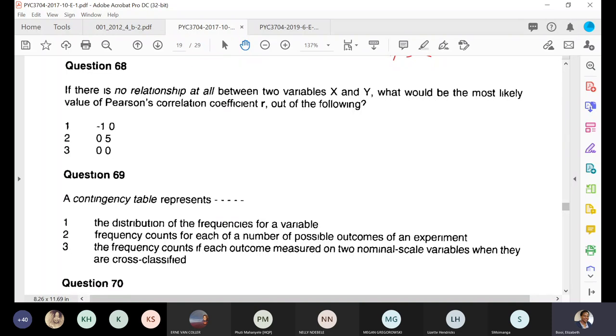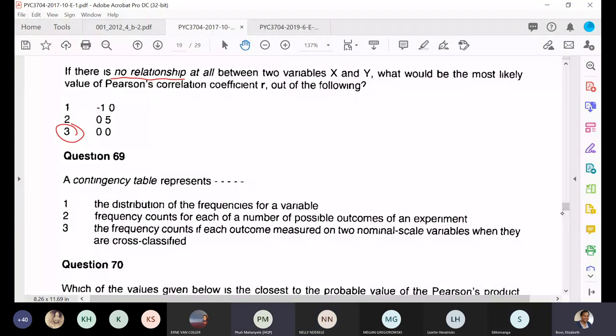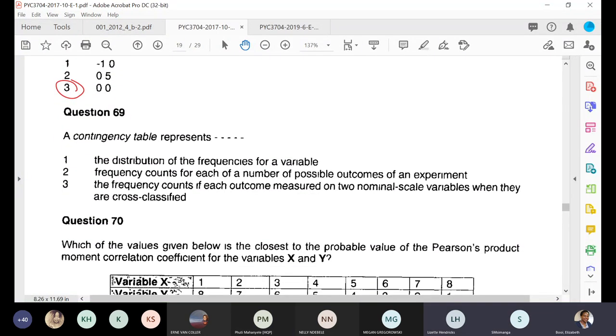If there is no relationship at all between two variables, what would be the most likely value of your Pearson correlation coefficient R? Number three, which is 0. This would have been a perfect negative relationship. This would have been a moderate relationship.